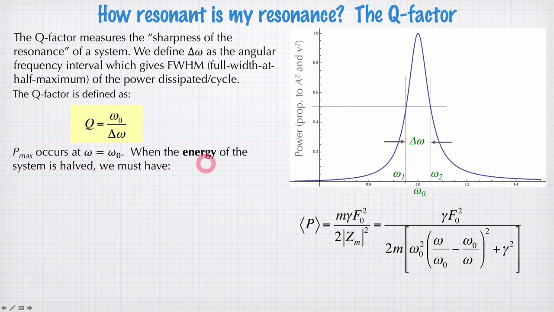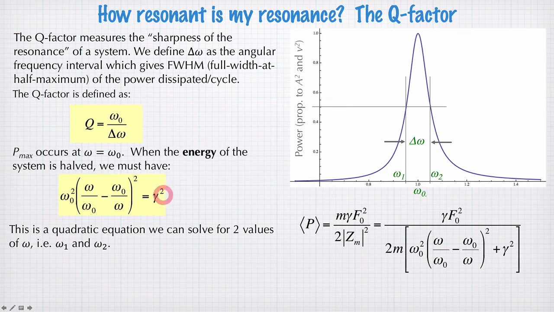But when the energy of the system is halved, we must have these two terms equal to each other. So it's this term here must be equal to this term here, and that is when the power dissipated is exactly a half of the maximum, because at maximum this term here disappears completely and we just have this numerator here divided by gamma squared, and so when this part here equals gamma squared, then we've reduced the power dissipated by a factor of 2.